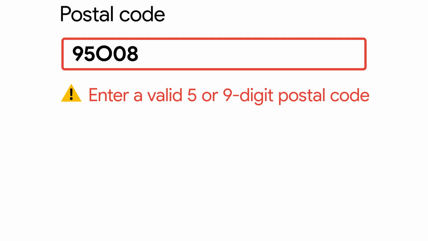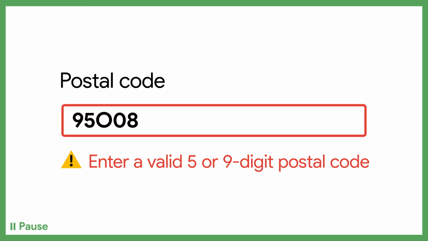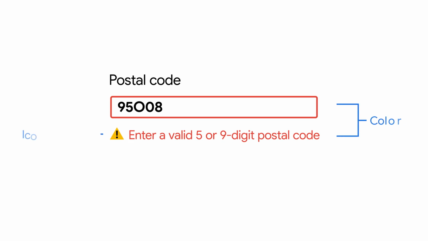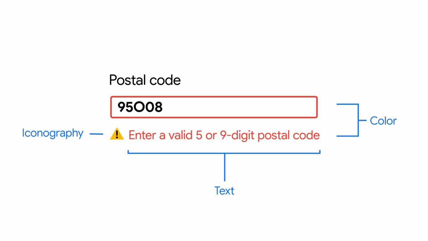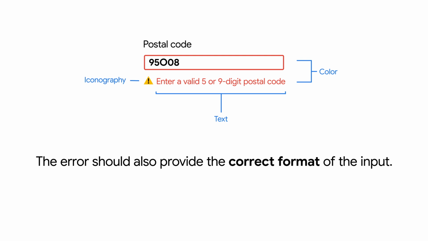Let's look at another example. In this example, the person typed the letter O instead of 0. What does this screen do better than the previous example? Pause the video here and reflect. This design is more accessible than our last example because it uses color, iconography, and text to communicate the issue. But we could still make an improvement here. The error should also provide the correct format of the input so the user knows exactly what to do.